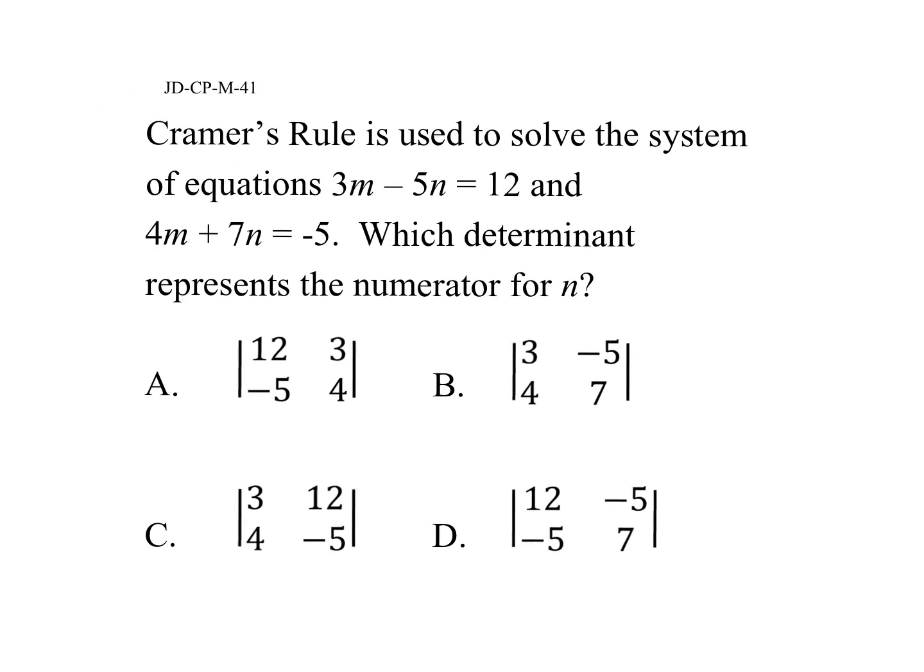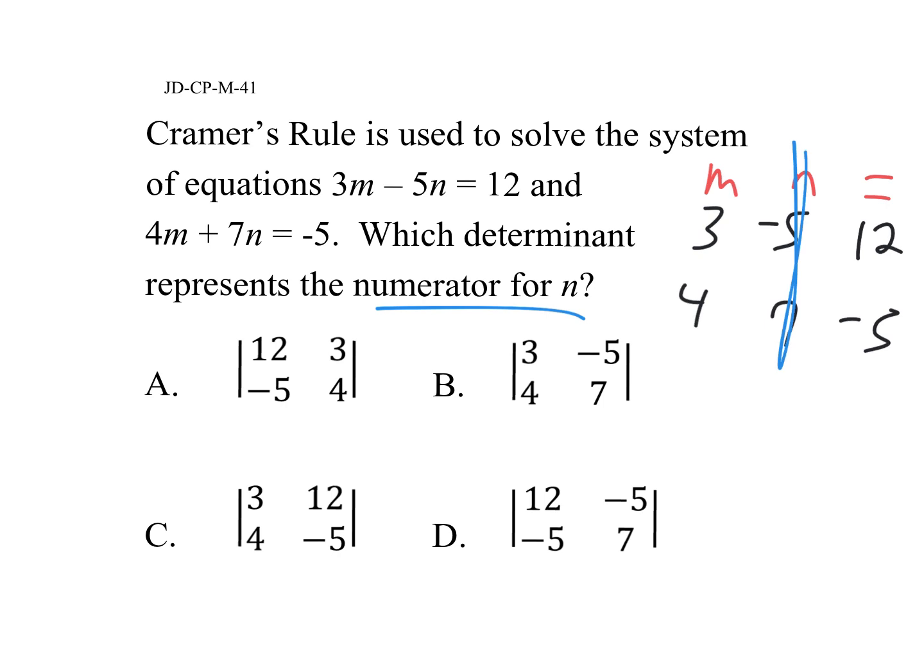41, Kramer's rule is used to solve the system of equations. Which determinant represents the numerator for n? So basically, we've got 3, negative 5, 12. We've got 4, 7, negative 5. So the numerator for n is going to be just the other columns. So if this is m, this is n, and this is what it equals, the numerator for n ends up being the other stuff, basically. So that would be answer choice C.